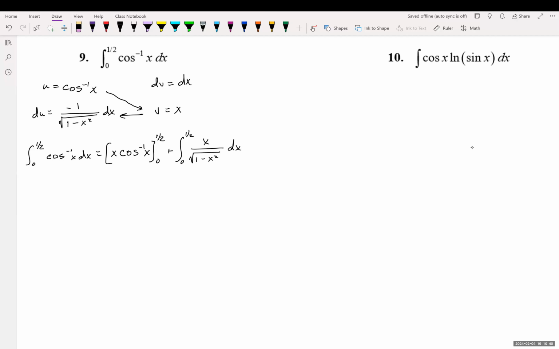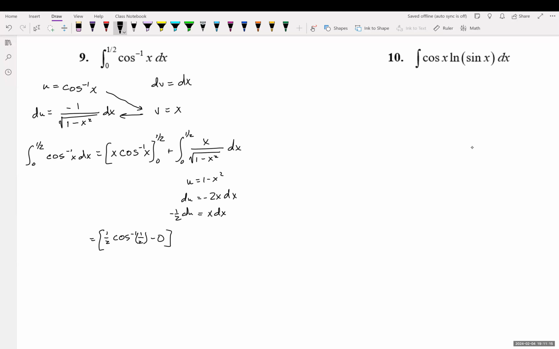Well, we can do a u sub here, right? We can let u equal 1 minus x squared. du is going to be negative 2x dx, making x dx equal to negative 1/2 du. We're going to have to change the limits of integration, and we'll get to that. But let's go ahead and take this bit and plug in the upper limit, 1/2, cosine inverse of 1/2, like that, minus 0 times whatever is 0.